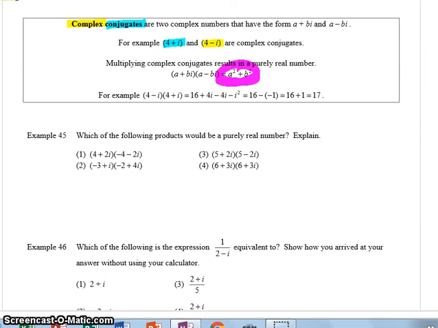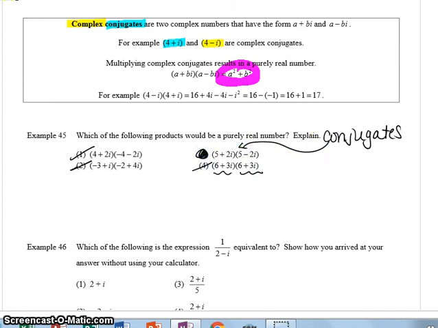So now watch this. It says, which of the following products would be purely a real number? Now guys, it's only going to be a real number if they're conjugates. So you're going to look and see which ones. This one has a different sign in the front and a different sign in the middle. Those are not conjugates. So you're looking for which two are conjugates. Those have totally different numbers. But then look here. These are exactly the same. So there's my conjugates right there.